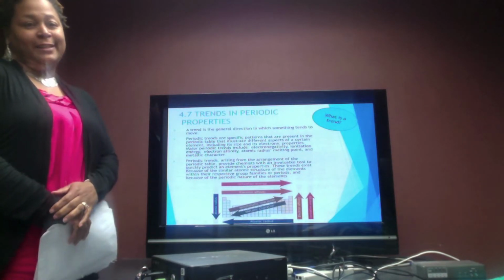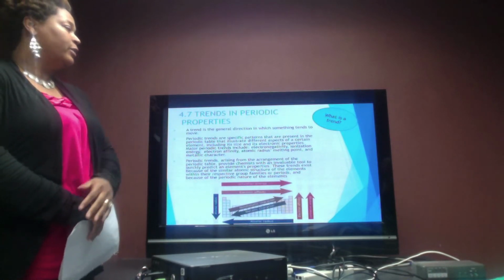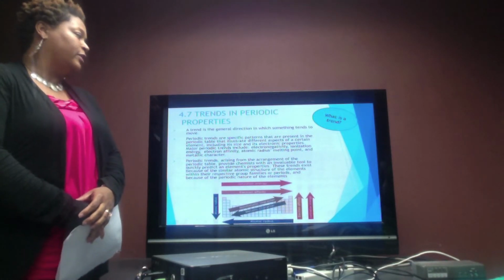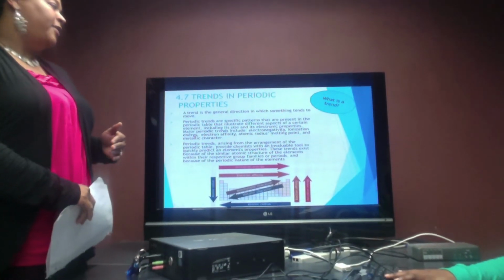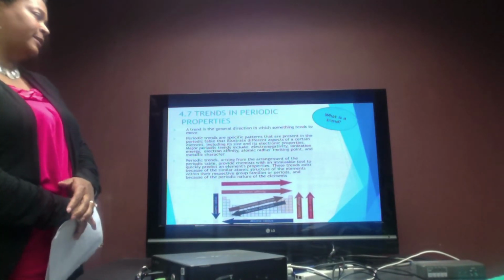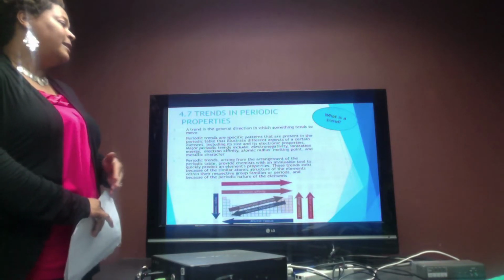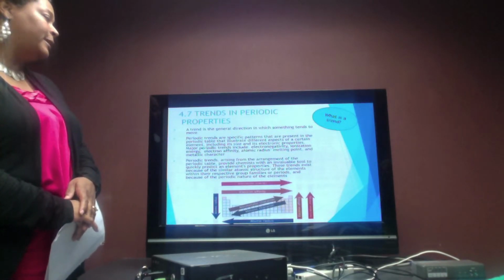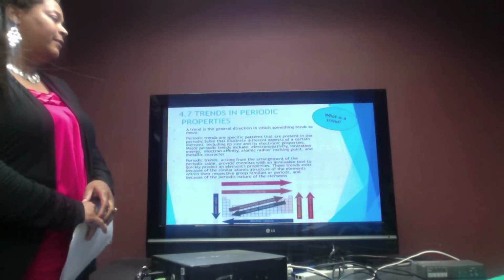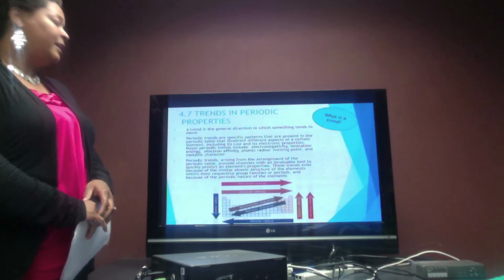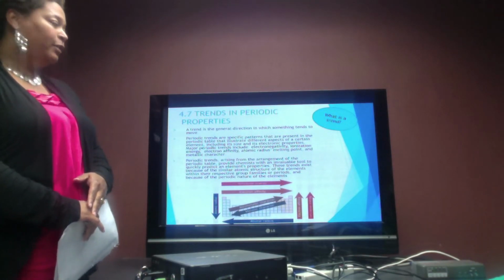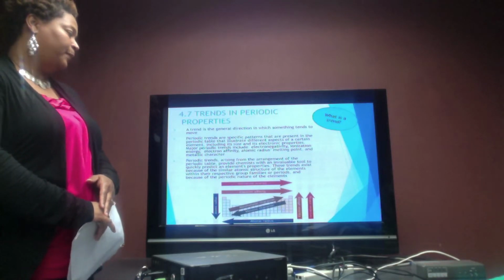So what is a trend? A trend is a general direction in which something tends to move. Periodic trends are specific patterns that are present in the periodic table that illustrate different aspects of a certain element, including its size and its electronic properties. Major periodic trends include electronegativity, ionization energy, electron affinity, atomic radius, melting point, and metallic character.